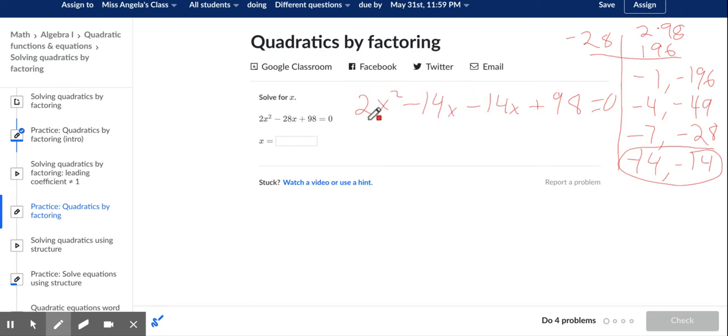So we're just going to figure out what can we factor out of the first two. Well, that would be a 2 and an x. I can factor out a 2x. So what do I have left? x minus 7, right? 14 divided by 2 is 7.